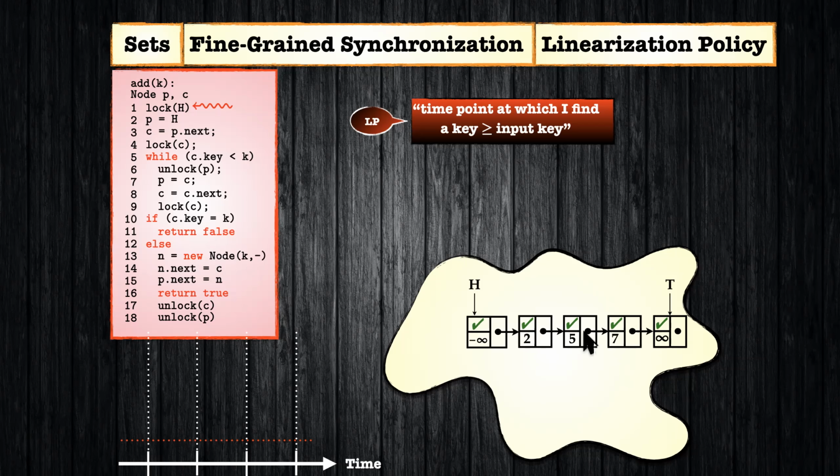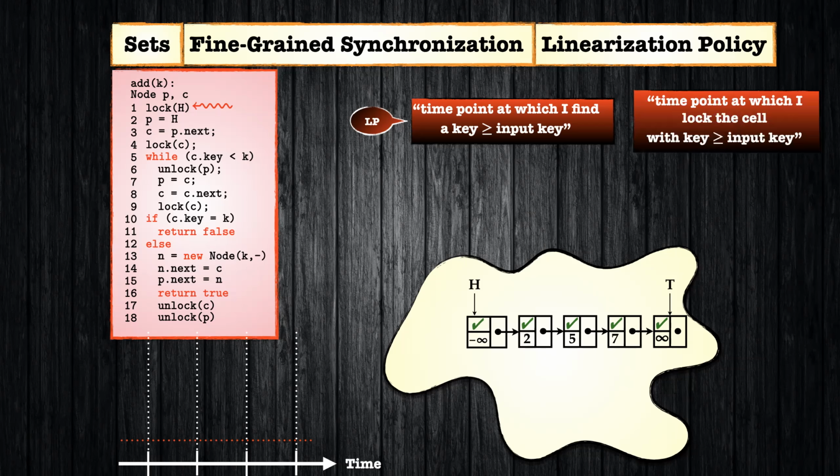But also during that time, nobody will be able to come and interfere with me. I will have concurrent, overlapping calls touching other parts of the list, but not the one that I am working on myself. And equivalently, you can say that this is the time point at which I lock the cell with key larger than or equal to my input key. So you define it here, or exactly after this in the while loop, when you go back to check the condition of the while loop and you are about to exit.